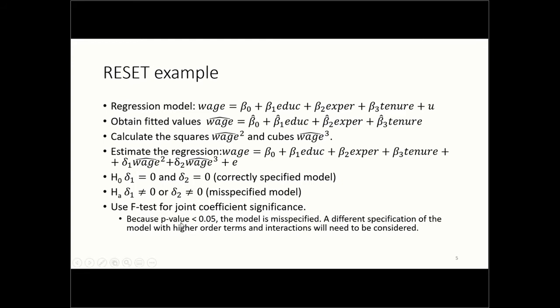And when we do that, we find actually that the p-value is less than 0.05. So the results show that the model is misspecified, this model. So a different specification needs to be considered with higher order terms or interactions, but no one tells us actually what the correctly specified model should be.